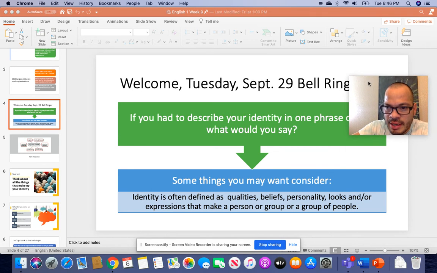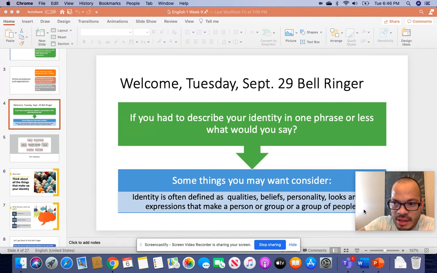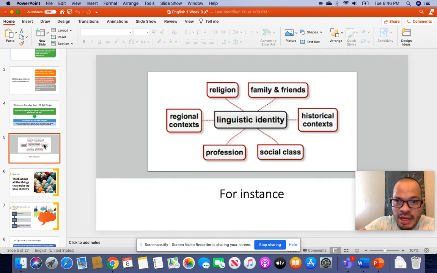And so, identity is often defined as qualities, beliefs, personality, looks, and/or expressions that make a person or a group of people. So I may be short and bald, that's not my identity. That's just a quality, that's a trait, but that doesn't define who I am. I judge identity more aligned with my religion, my family and friends, my history, my social class, my language, what I do for a living, and my regional context.